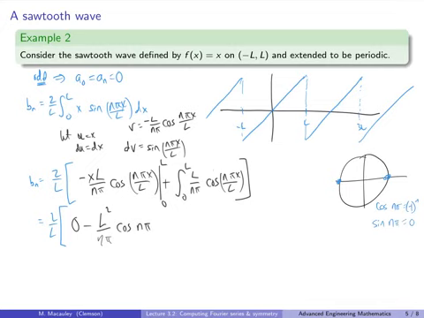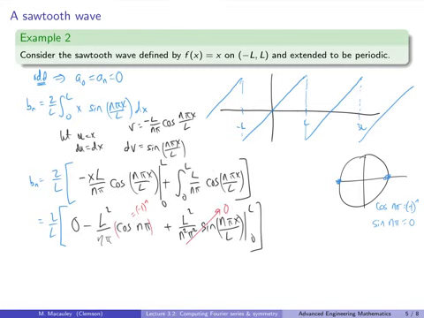Well, if we integrate this, we get plus, I'm going to pull out the constant, L squared over n squared pi squared, because I'm dividing by n pi over L again, times sine of n pi x over L, and I integrate that from 0 to L. Now right away we see if we plug in L, we get sine of n pi, we get 0. And if we plug in 0, we get 0 as well. So this whole term is just 0.